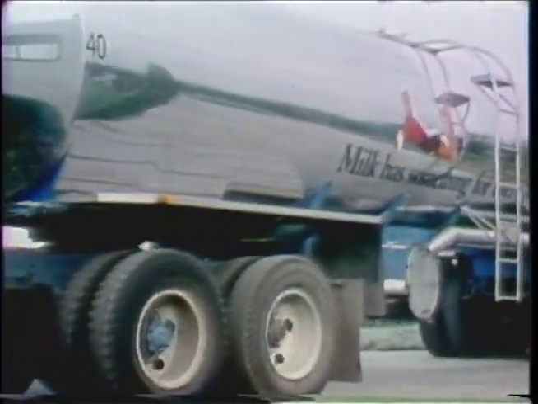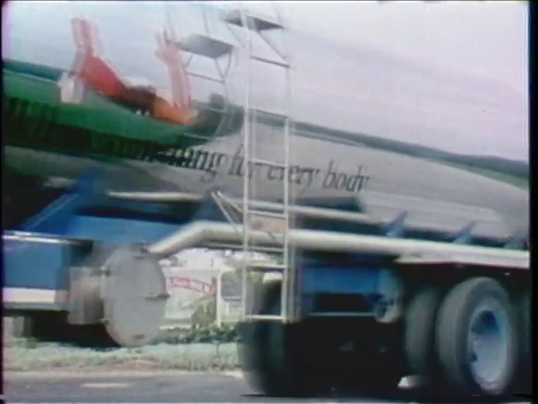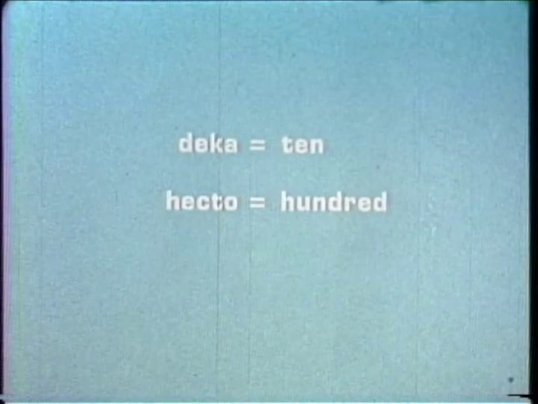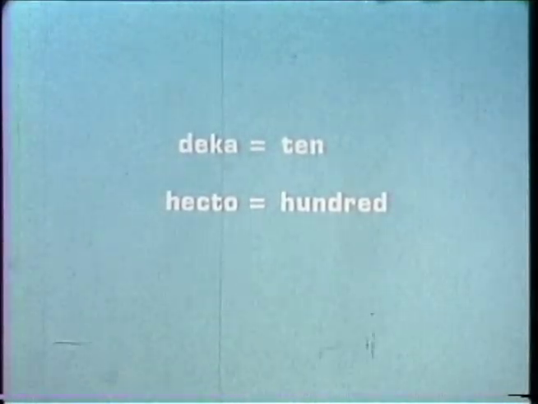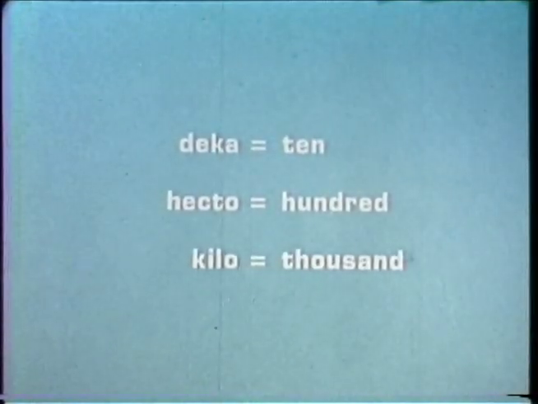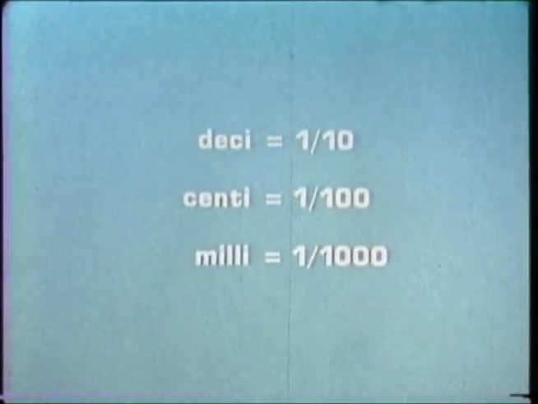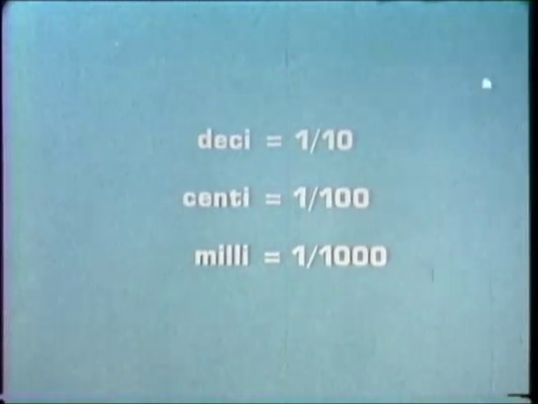The metric system is a decimal system. It's based on tens. Learn the names for the larger measures. Deca, 10. Hecto, 100. Kilo, 1,000. Learn the names for the smaller measures. Deci, 1/10. Centi, 1/100th. Milli, 1,000th.